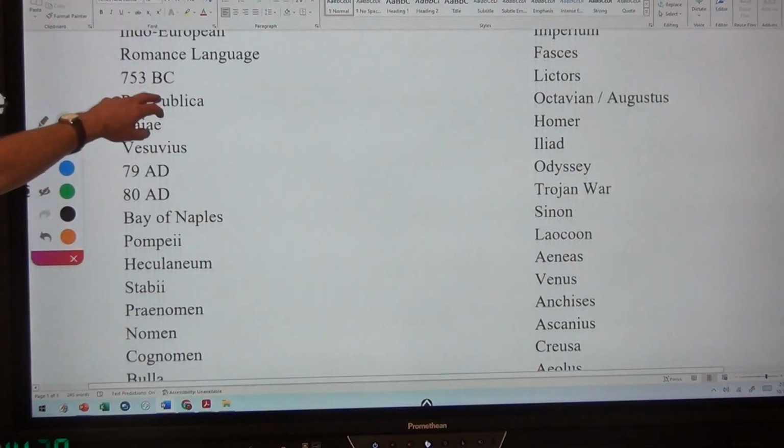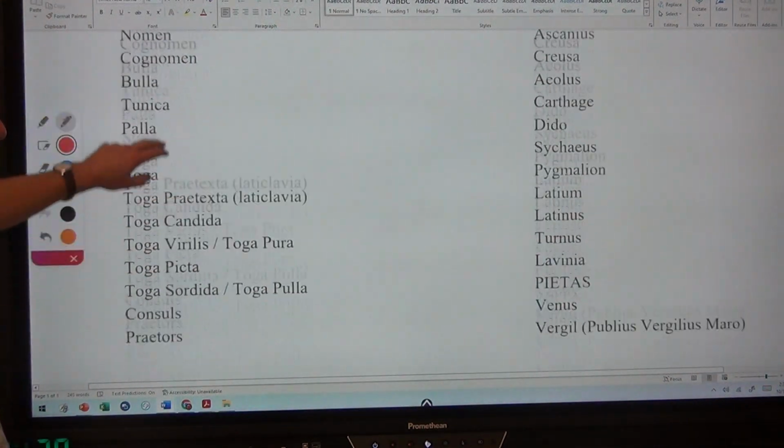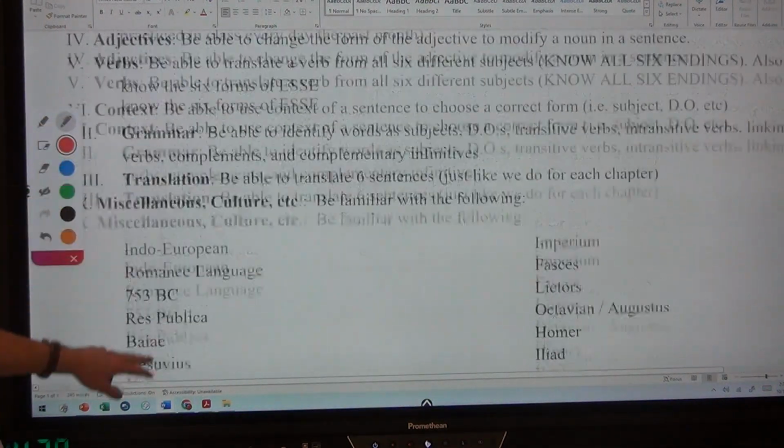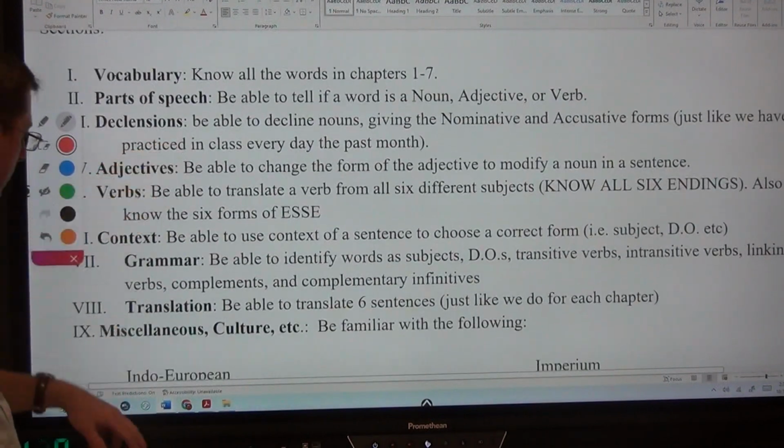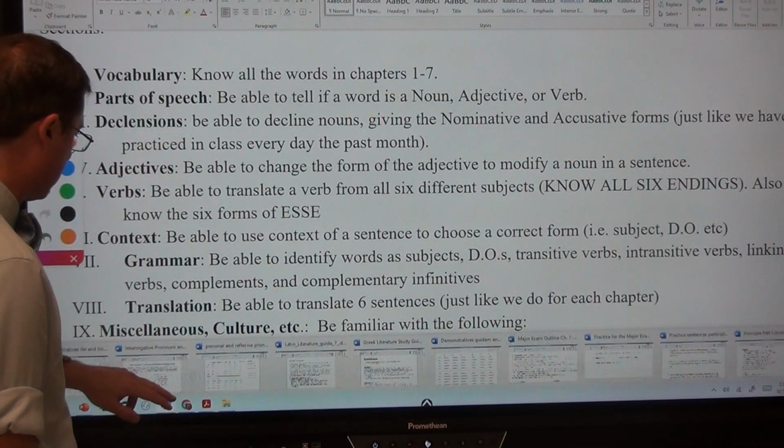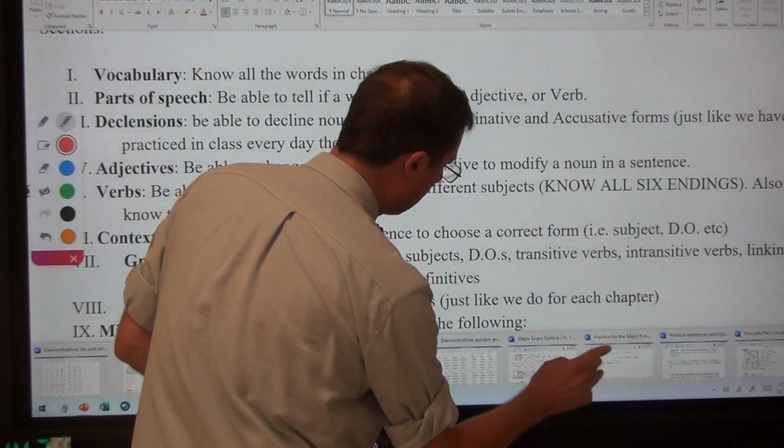And then in a moment at the end I'll go through the various different items of culture that we have covered so far in the first 7 chapters. So let's take a look at that practice sheet that we necessarily have.